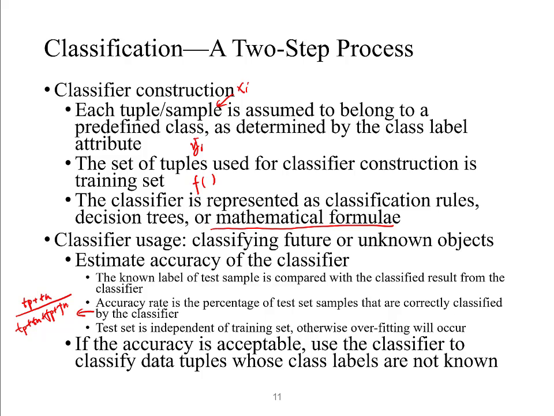So basically, you focus more on the training examples, and you ignore the generalization. And when the testing data comes, you see a different one. You don't know how to deal with it, or you deal with it poorly. All right, so this is called overfitting. And okay, if the accuracy is acceptable, we use the classifier to classify data tuples whose class labels are not known. It means in this step, you use your classifier in real world applications.